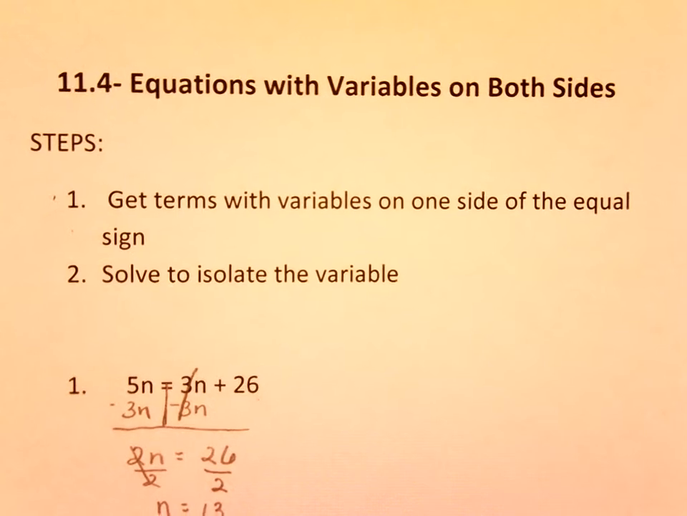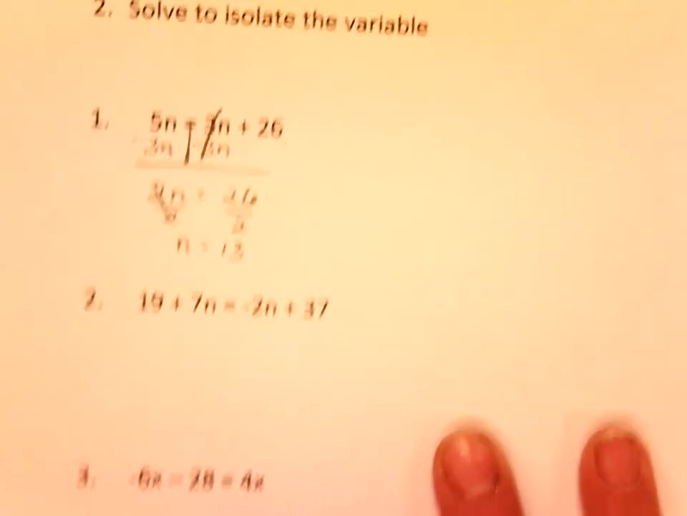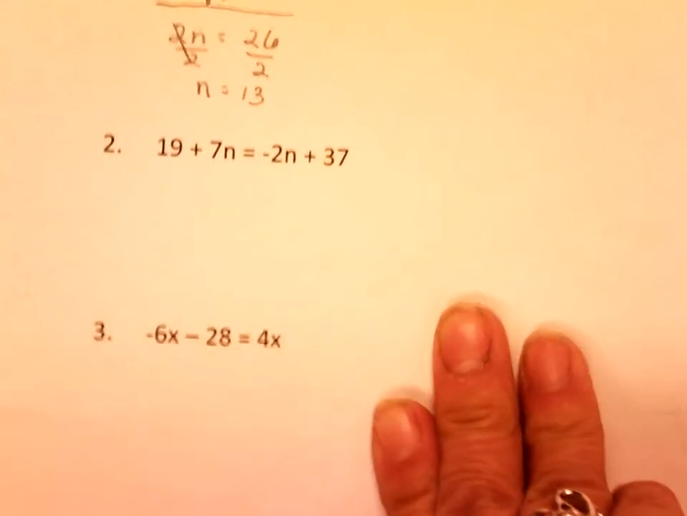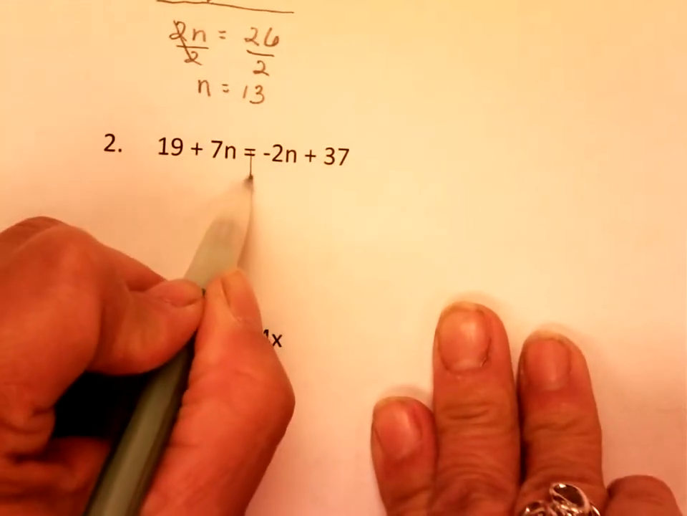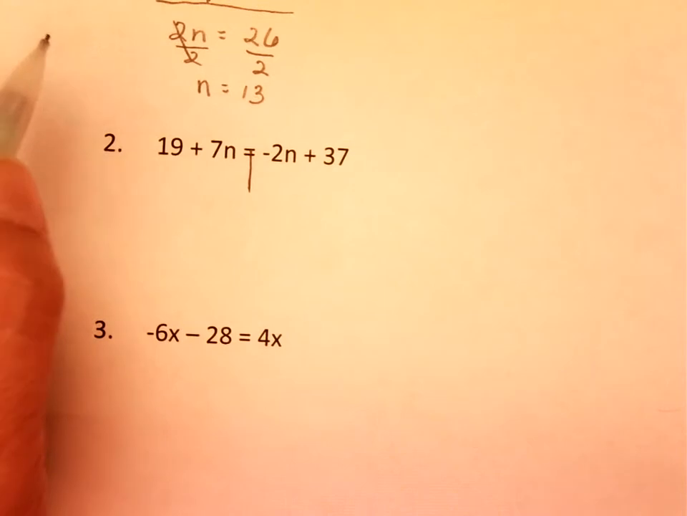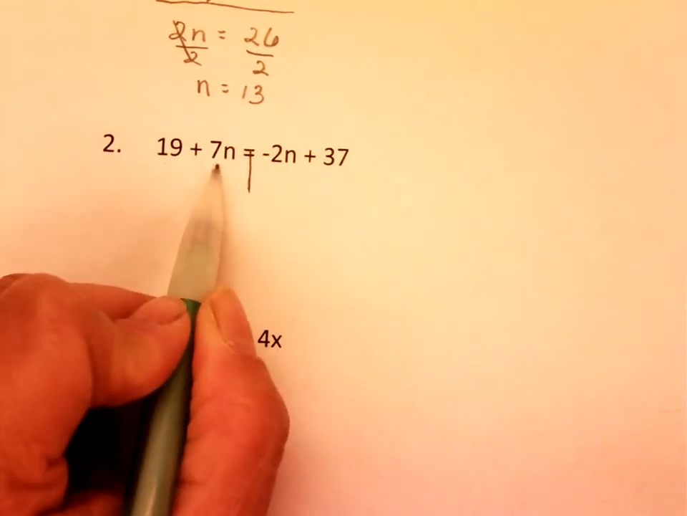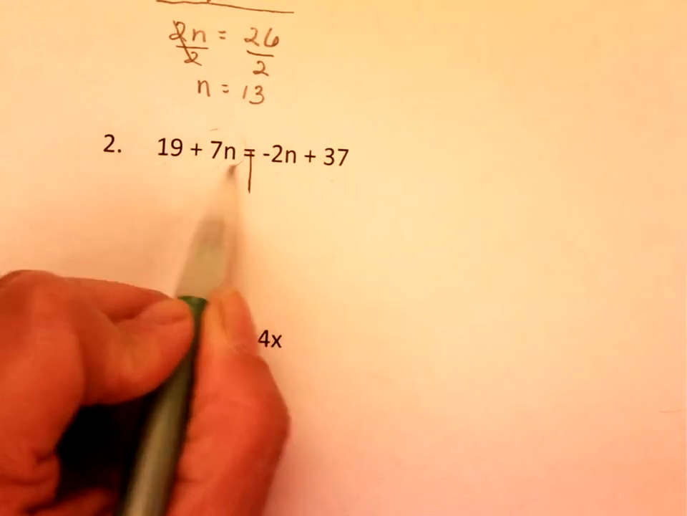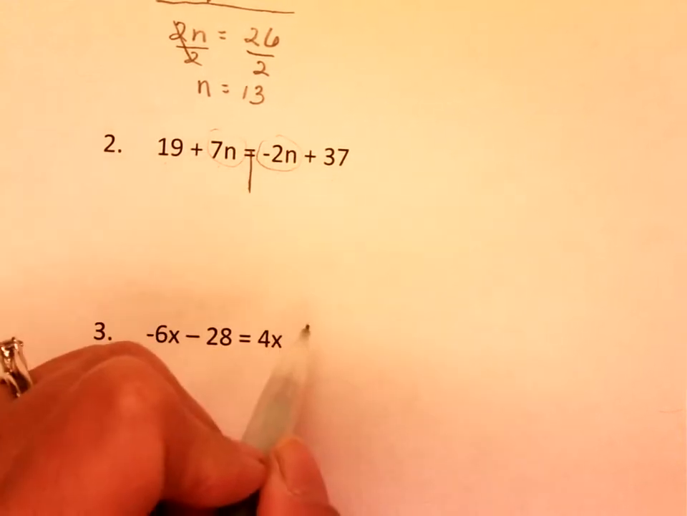Let's look at number 2 and 3. All right, so you make a line here. And you'll see that you have a number, and then you have a number and a variable, a number and a variable, and a number. Now, we need to get the number and the variable together.